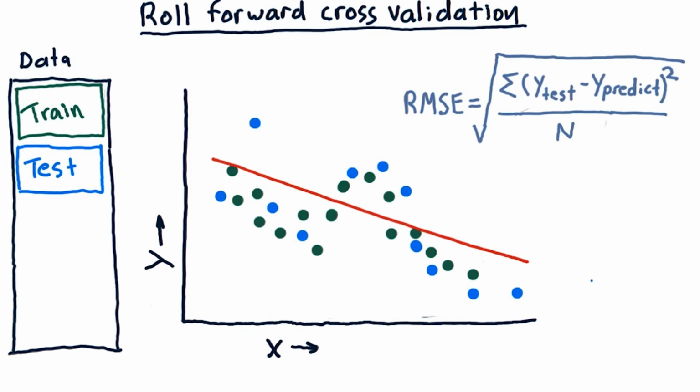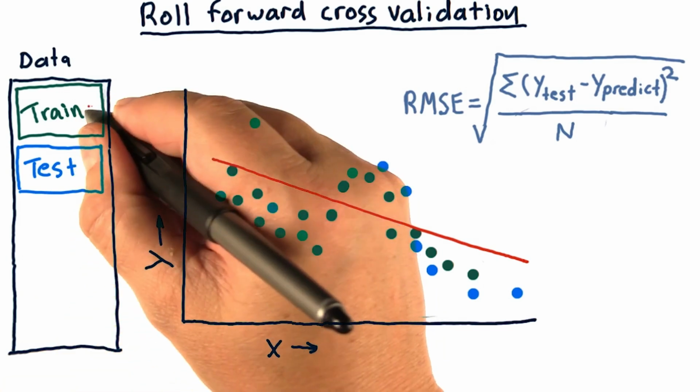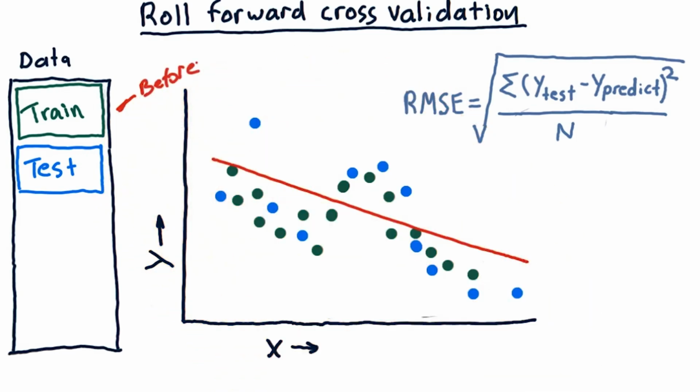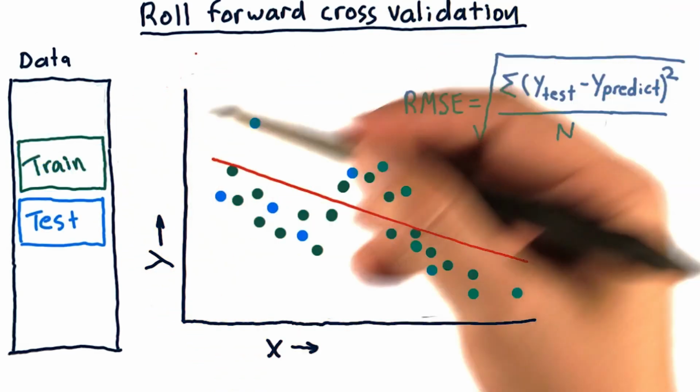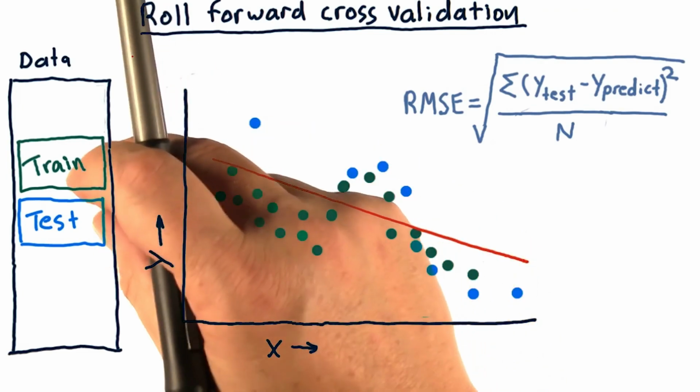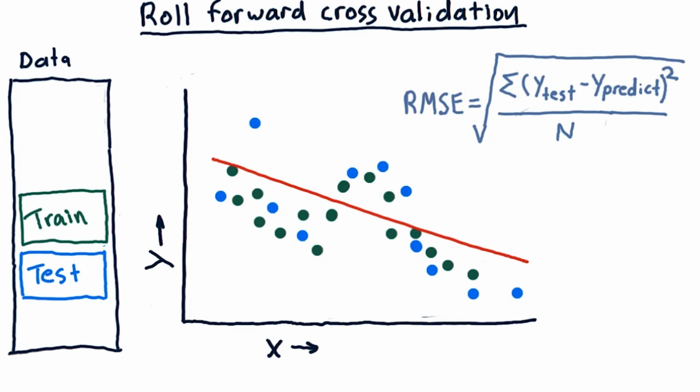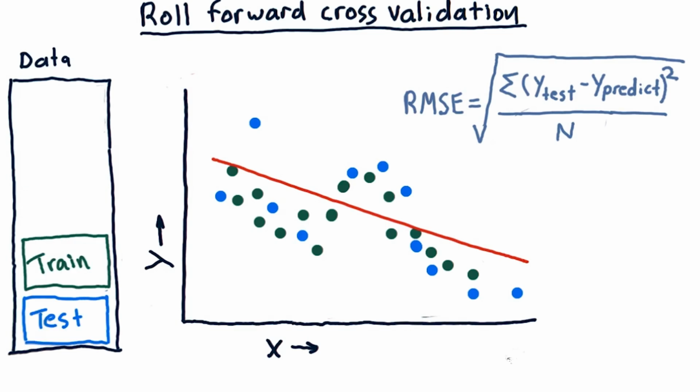One way to avoid this problem is with roll-forward cross-validation. That means our training data is always before our testing data. But we can still have multiple trials just by rolling our data forward, like this, and this, and this, till we run out of data.